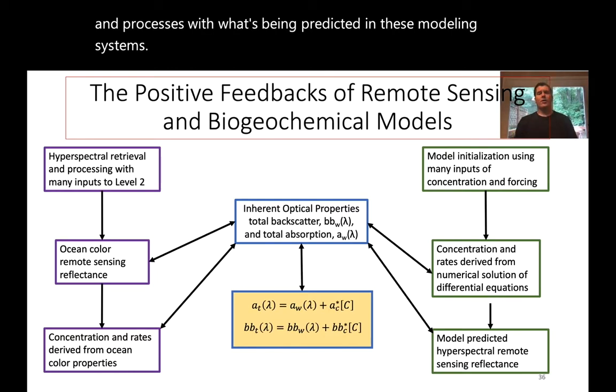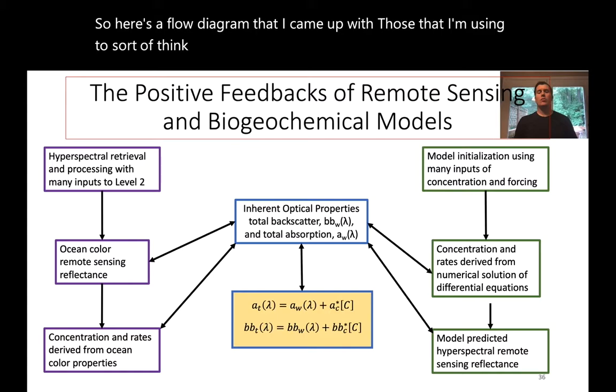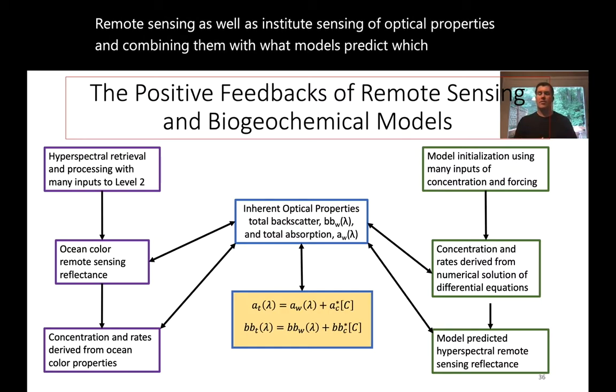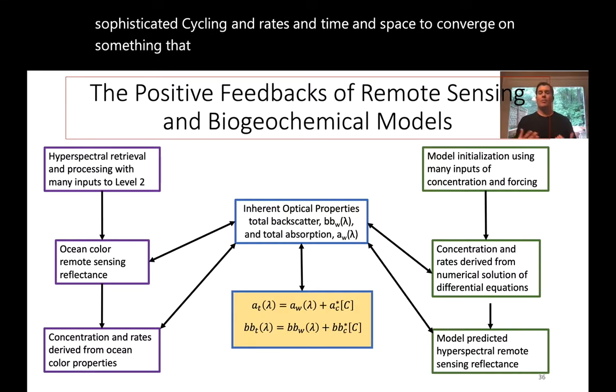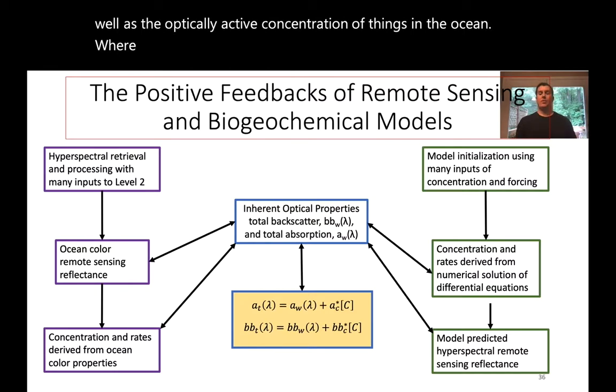So here's a flow diagram that I came up with that I'm using to sort of think about how we can use these two different tools, remote sensing as well as in-situ sensing of optical properties, and combining them with what models predict, which are very sophisticated cycling and rates in time and space, to converge on something that tells us about the optical properties of the ocean, as well as the optically active concentration of things in the ocean, where we can converge on something that is representative of the truth.